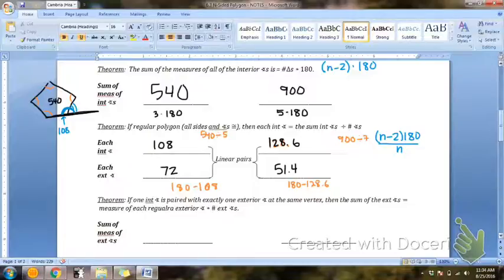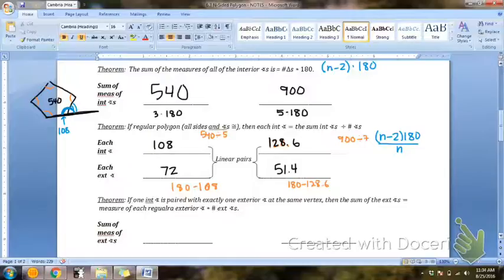Let's try something out. If each exterior angle is 72 degrees, how many exterior angles are there for a pentagon? Don't think too hard. What would you guess? There's 5 interior, there have to be 5 exterior. Let's take 72 times 5. What is 72 times 5 in your calculator? 360. Okay, interesting.